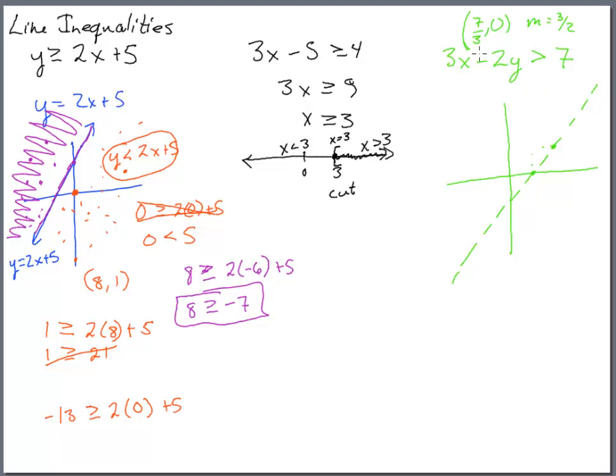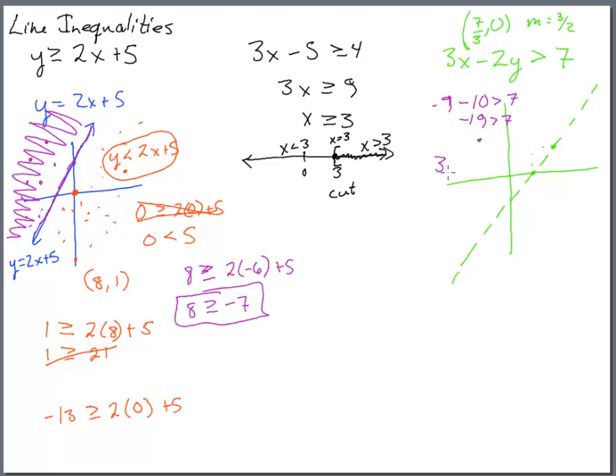Now here's a good lesson. A lot of people think, oh, this is greater than 7, so we're going to be coloring up here. Well, let's see what happens. If we stick in a random point here, say -3, 5, it's pretty close over here. Let's see if it works. 3 times -3 minus 2 times 5. See if that's bigger than 7. -19 bigger than 7? No, it's less than.